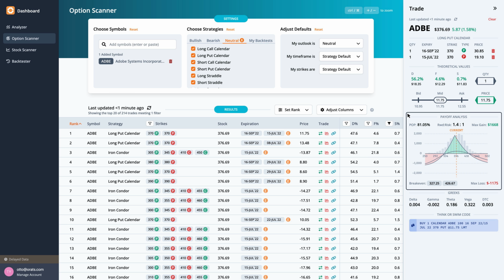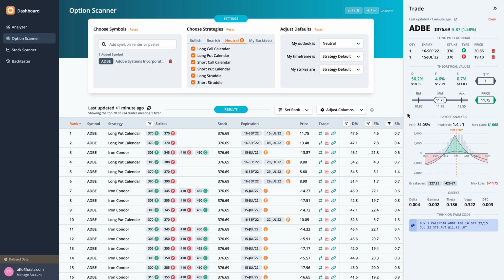We can also look at the payoff graph. The probability of profit sums the probability of the nodes for the part of the payoff picture above the zero profit line over 3 standard deviations. For this trade, the probability of profit is 81.05%.